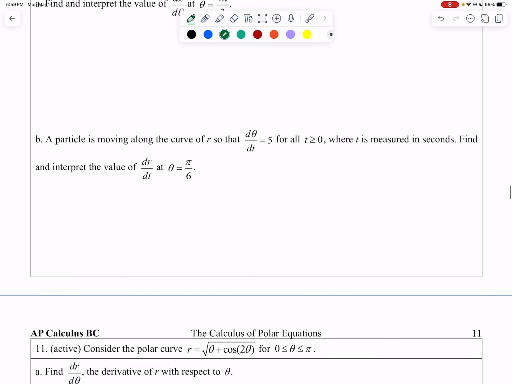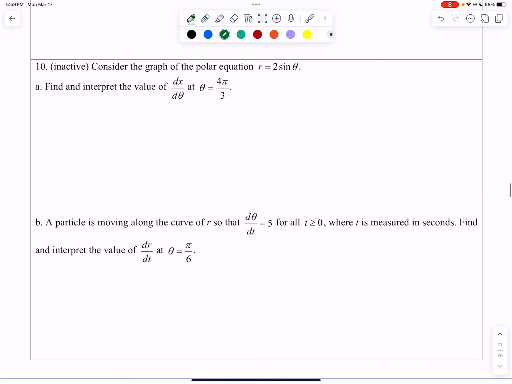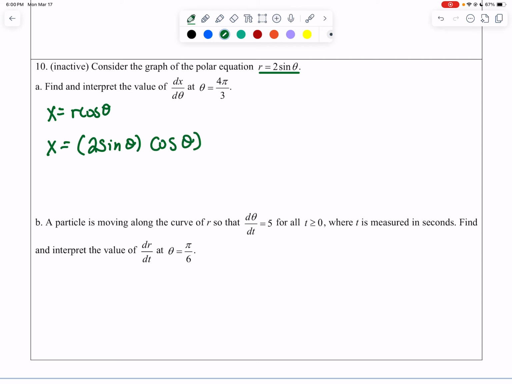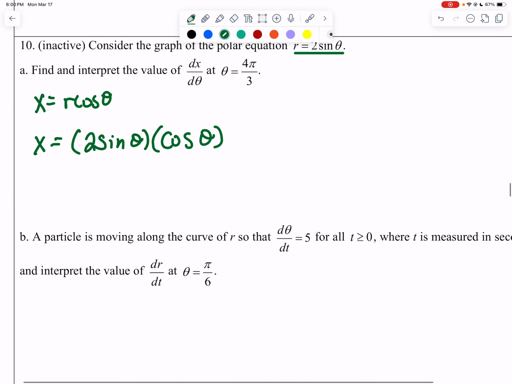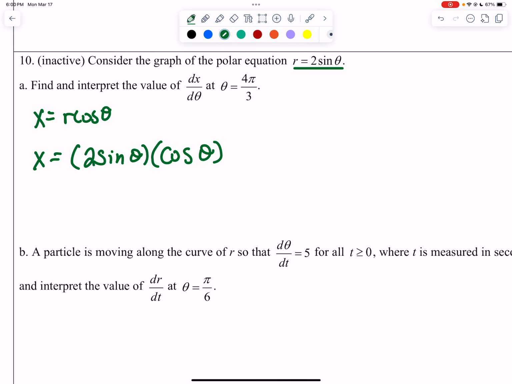Okay, number 10. We want to find and interpret the value of dx/dθ at theta is equal to 4 pi over 3, given that r is this lovely thing right here. So once again, we have x is equal to r cosine of theta, and that's going to be 2 sine theta cosine of theta, and we want to figure out what dx/dθ is at theta is equal to 4 pi over 3.